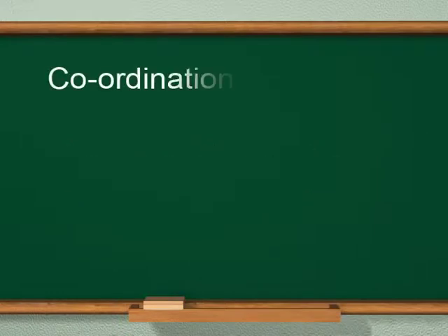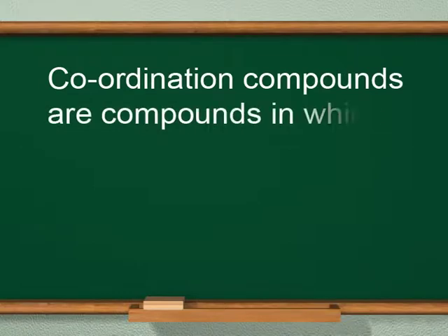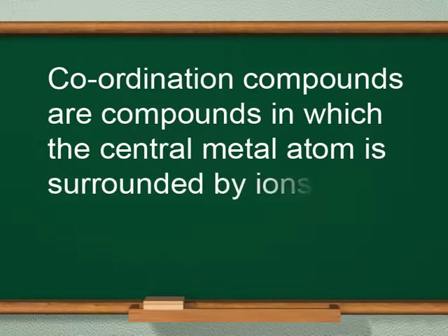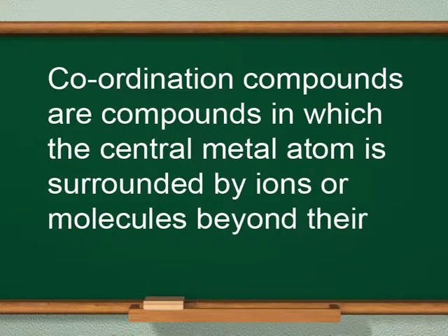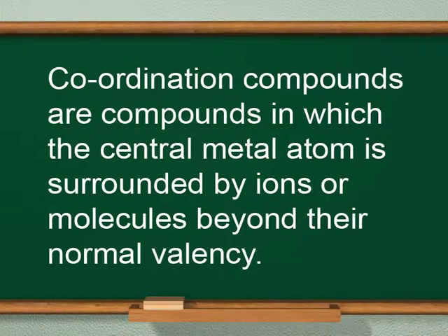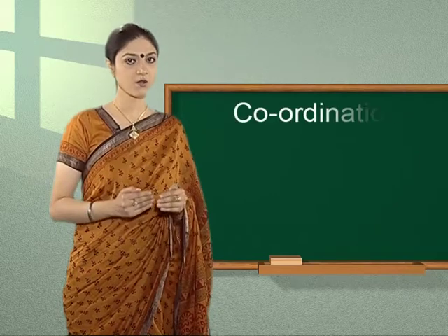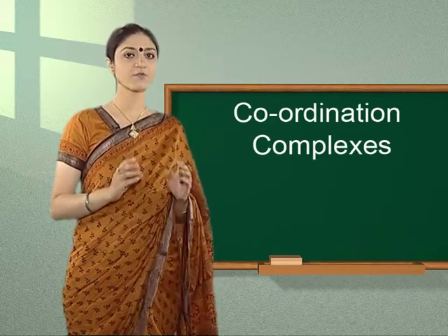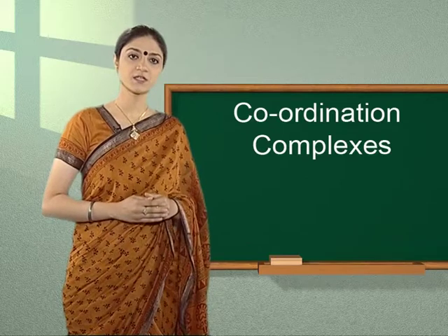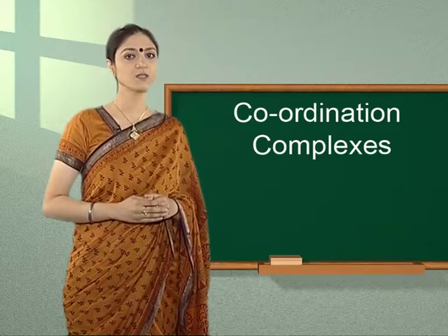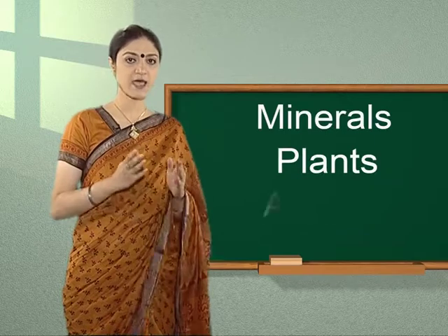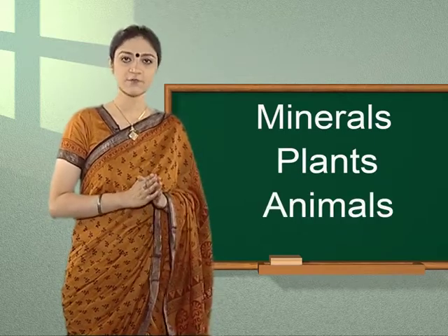Children, coordination compounds are a special class of compounds in which the central metal atom is surrounded by ions or molecules beyond their normal valency. These are also called coordination complexes. The chemistry of coordination compounds is an important and challenging field of modern inorganic chemistry. These compounds are widely present in minerals, plants and animals and play many important functions.